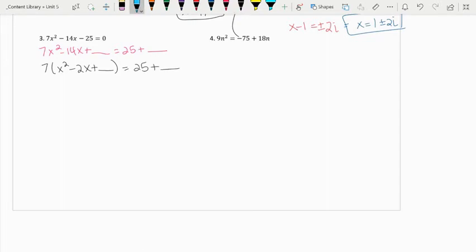So drop down the 7, and then we have x. And we figure the next part out by doing negative 2 divided by 2, which is negative 1, then square that number, and we put it in the first blank. So this time it's 1 times 7, which is 7. And then 25 plus 7 is, sorry, 32.